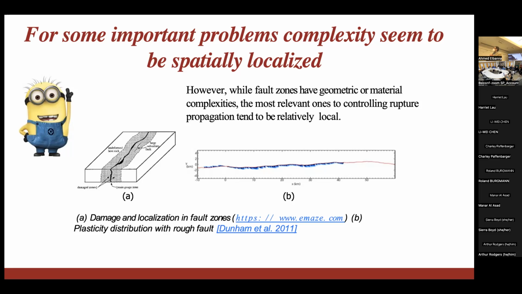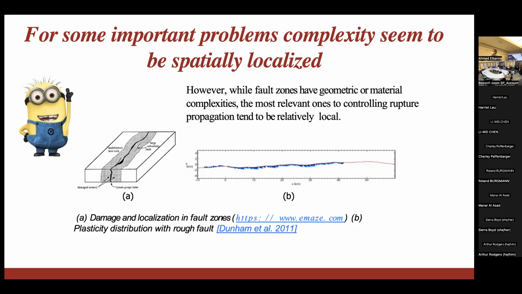And by that I mean, while fault zones have geometric or material complexities, it turns out that in many cases, the ones most relevant to controlling rupture propagation tend to be relatively local. So they extend over spatial scales that are small compared to the overall dimensions of the domain you are interested in and over which waves are propagating. But they're also not so localized that you can lump them into a constitutive description on the fault, like an effective friction property. So there's this sweet spot where you have nonlinearities and heterogeneities living between these two extremes.